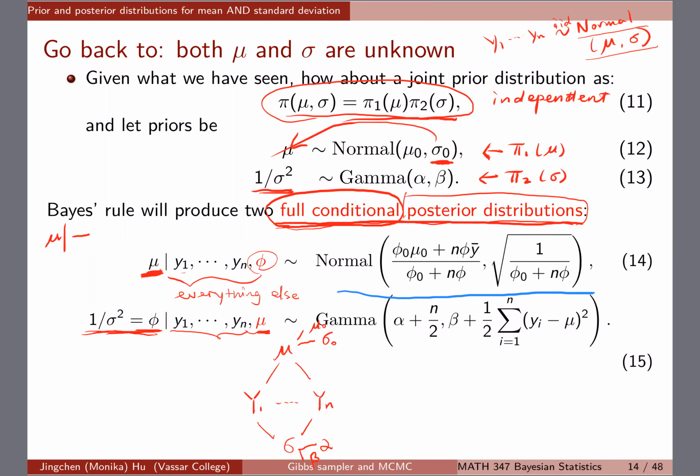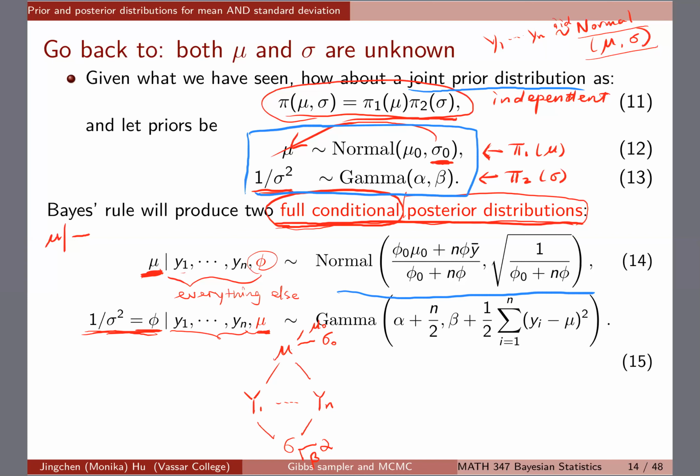If mu and sigma, or precision in this case, are independent, then the probability of mu is the same as the probability of mu given sigma, because sigma doesn't have any effect on mu. Yeah, so we start with the joint prior, and then we use two independent priors like this.